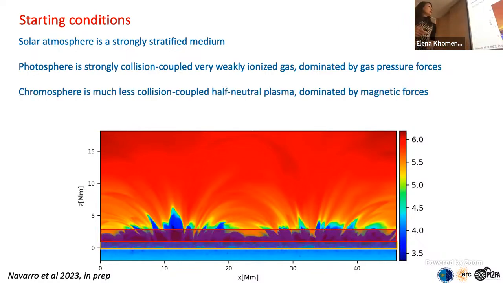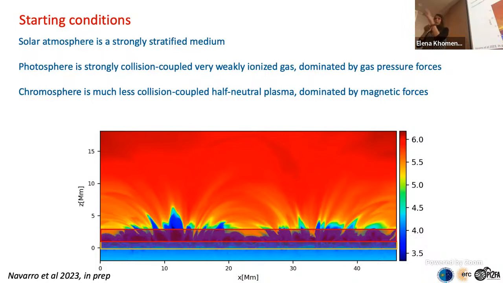And then in the chromosphere, which is like here, we still have half neutral plasma. So we have half neutrals and half charges. But then, as we go higher up in the chromosphere, we have a much lower density. And in this situation, our collisional coupling becomes weaker. So we have these two populations of charges and neutrals that are not fully collisionally coupled. Just imagine blue balls and red balls that move separately.